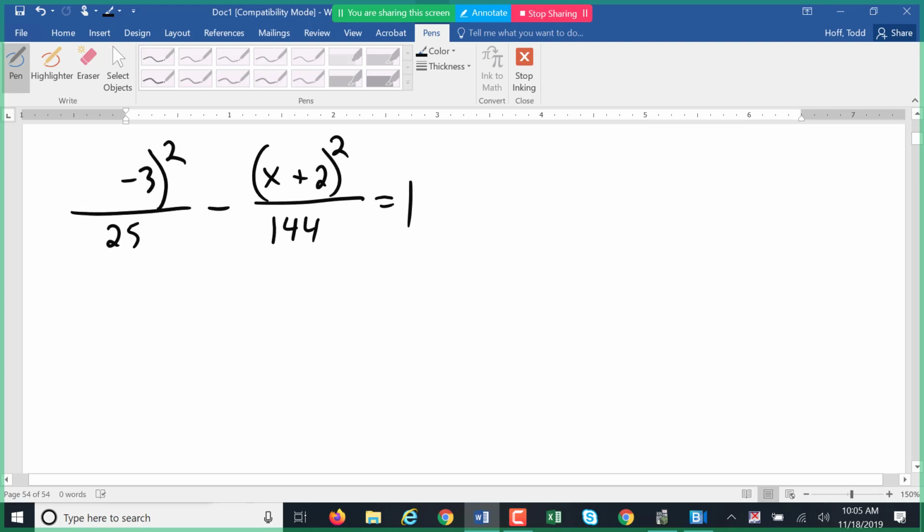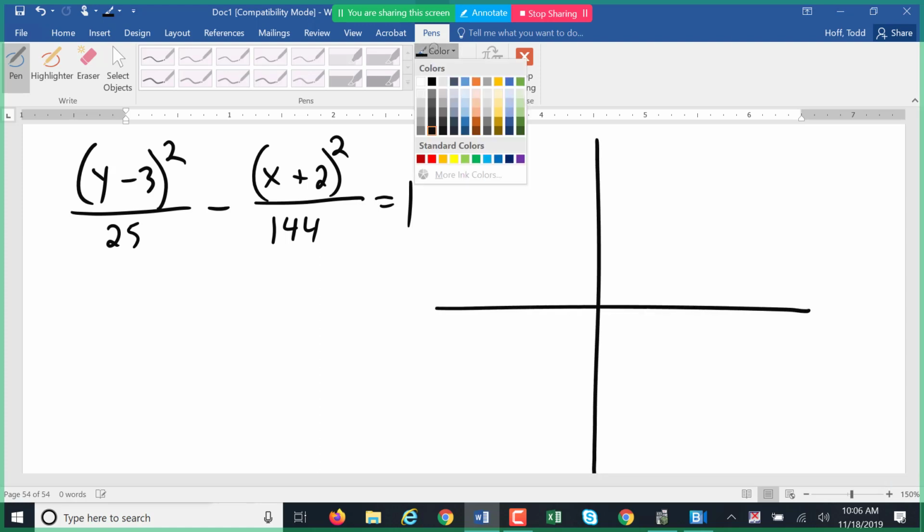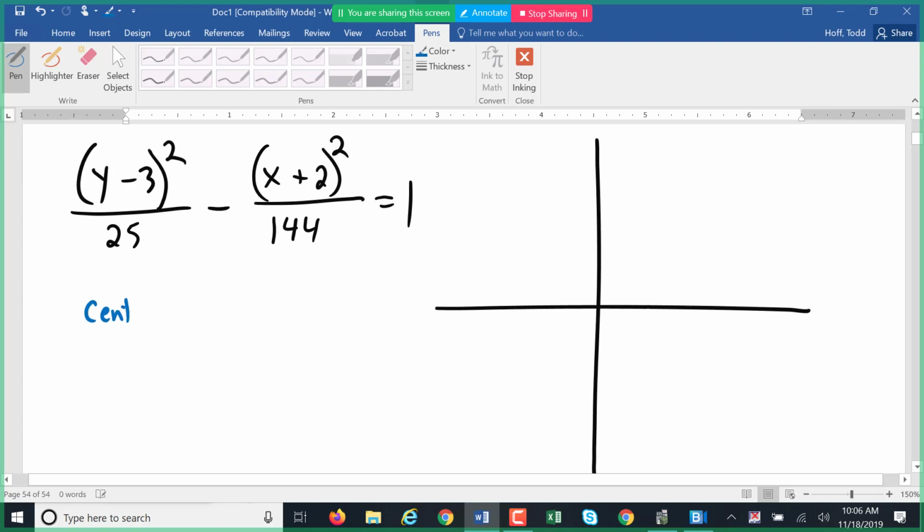So this one here, we've got (y − 3)² over 25 minus (x + 2)² over 144. First thing I want to look at is our center. Remember, the x-coordinate is subtracted from the x value. x + 2 means that the x-coordinate is −2. The y-coordinate comes from what's subtracted from the y value. y − 3 makes the y-coordinate a positive 3. So negative 2, positive 3 is our center.